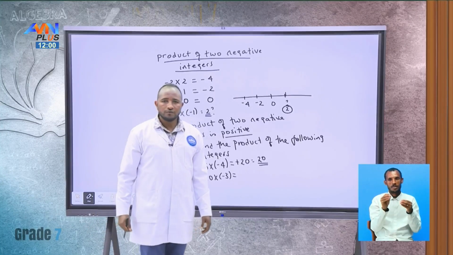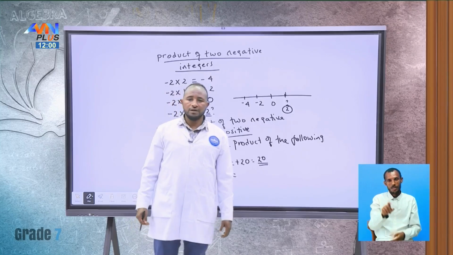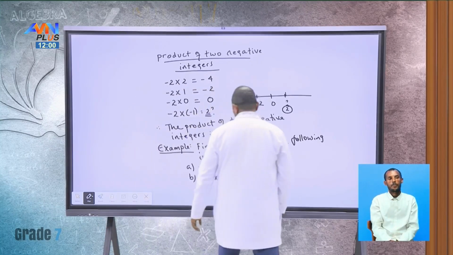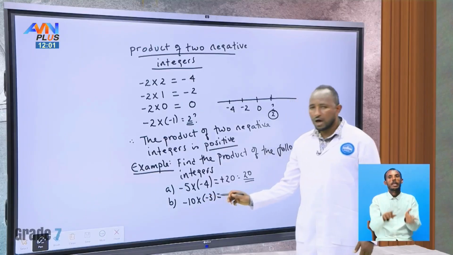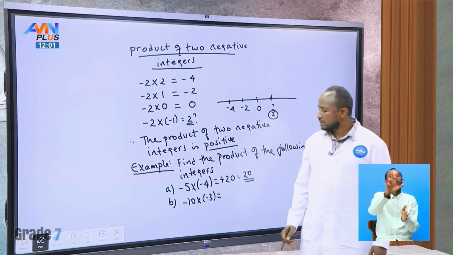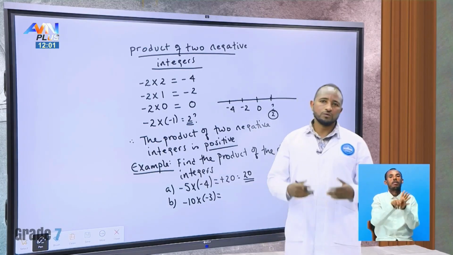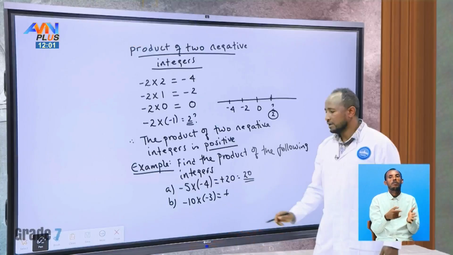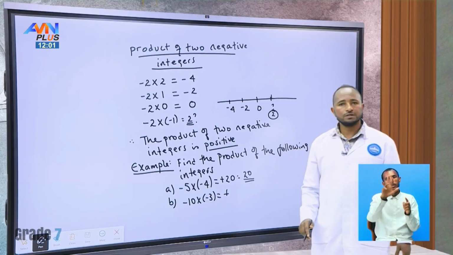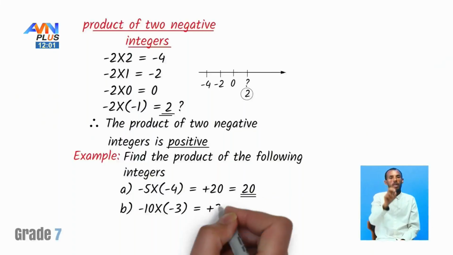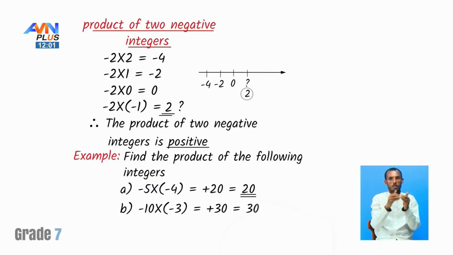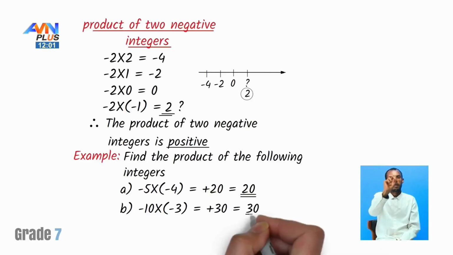Students, have you tried the question? Very nice. Now, let's see the answer together. -10 times -3. Both are negative, so the product is positive. Therefore, it is positive, and 10 times 3 is 30. So the correct answer is +30, or simply we write 30.